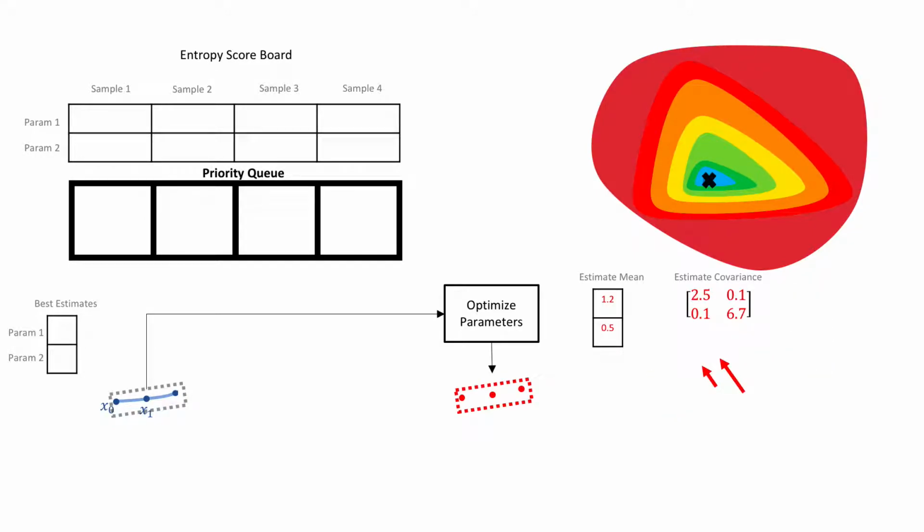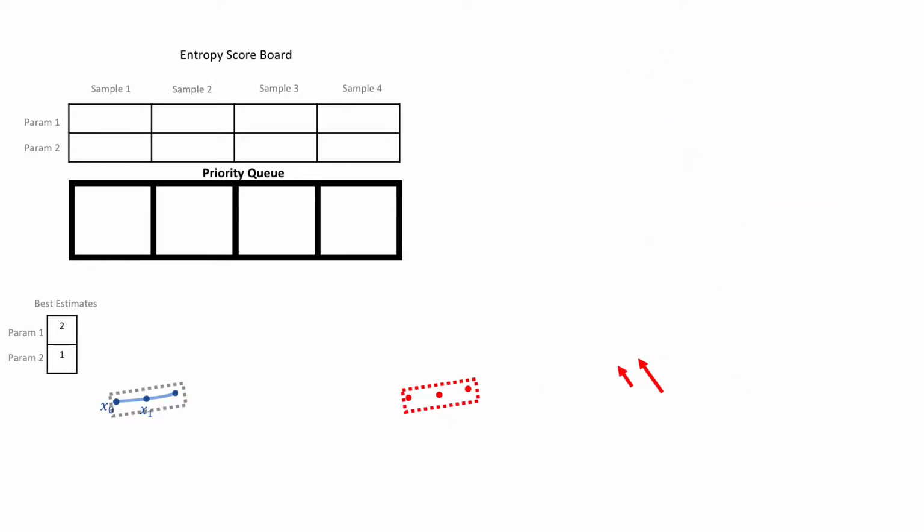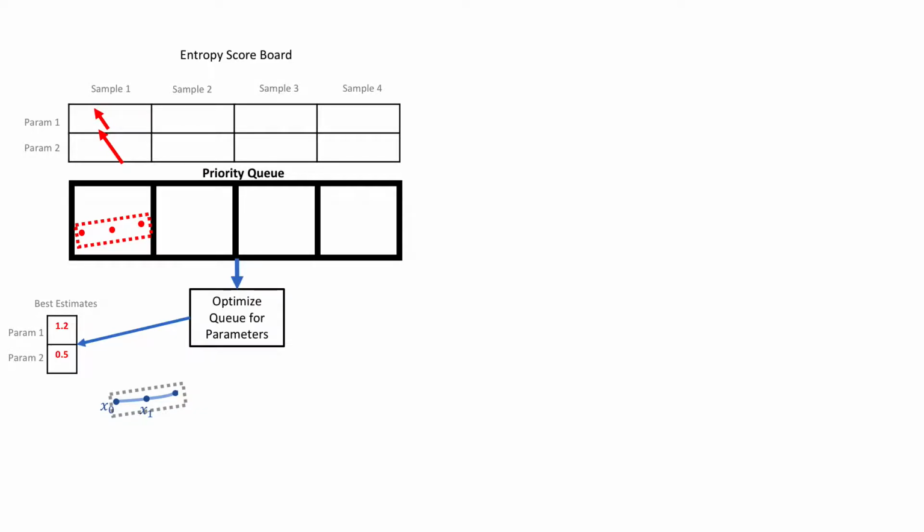Then an entropy measure is calculated for each parameter from the diagonal of the covariance. Here we show these entropy measures by arrows where red color means high entropy. Later we use green to show lower entropy. Then the motion samples and corresponding entropy measures are pushed in the table. Once an update to the priority queue happens, we construct a new optimization problem to estimate the parameters based on all samples in the queue.